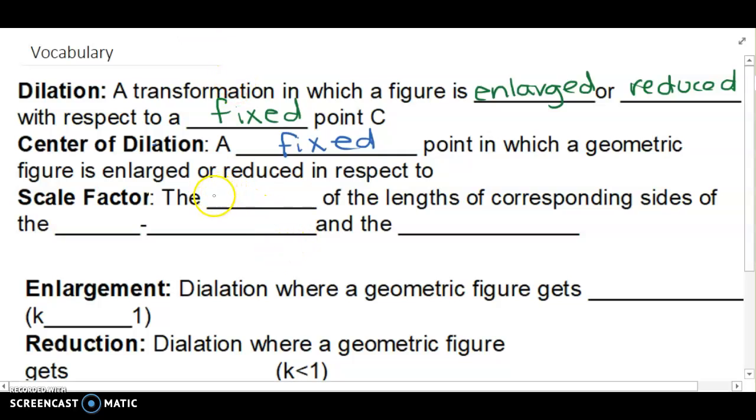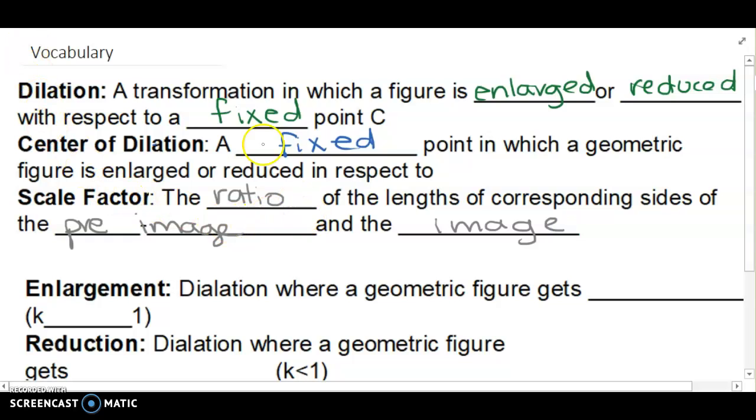Okay, the scale factor is the ratio, and most of the time when we think of a ratio, we think of a fraction. Usually these are written as fractions. It is the ratio of the side lengths of the corresponding sides of the pre-image and the image. So it's a comparison of how much bigger or how much smaller we get.